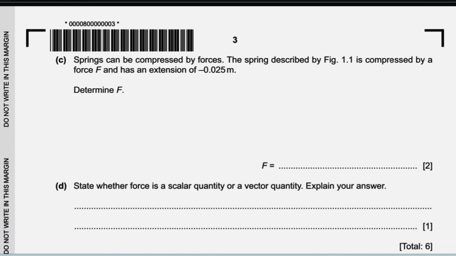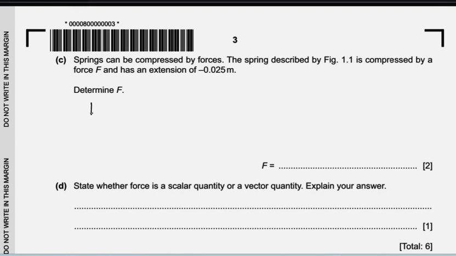Springs can be compressed by forces. Now, the spring described by Fig 1.1 is compressed by a force F and has an extension of minus 0.025 meters. Determine the force. So extension can be positive or negative. If extension is negative, it means we are actually compressing the spring. If it's positive, it means we are stretching the spring.